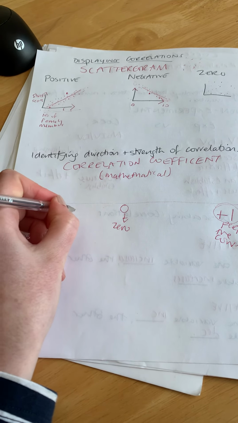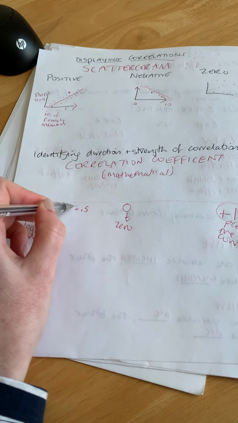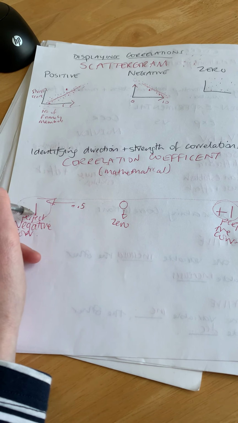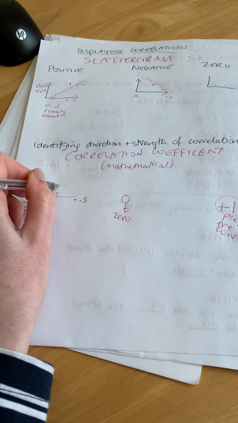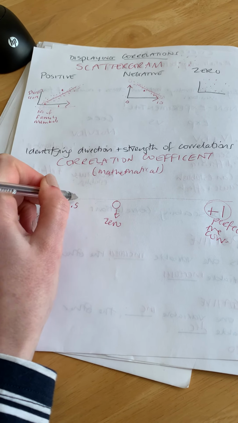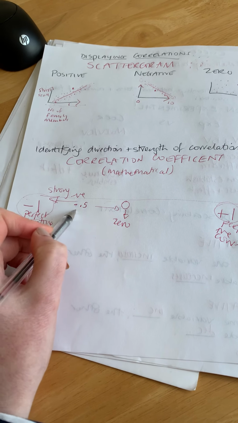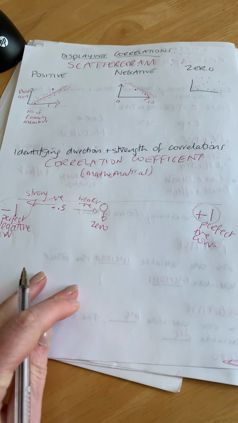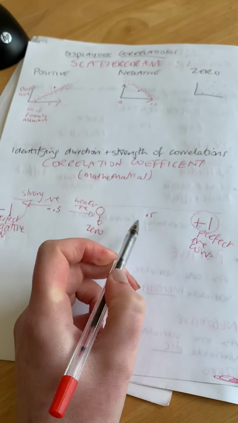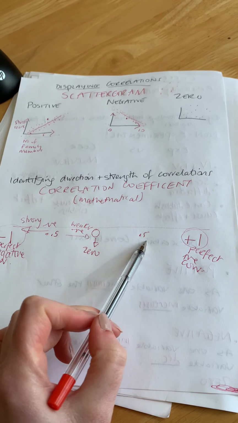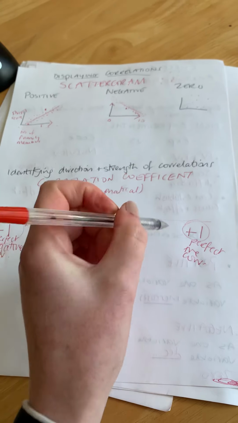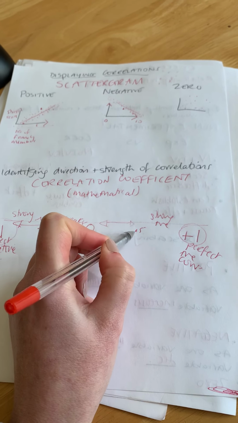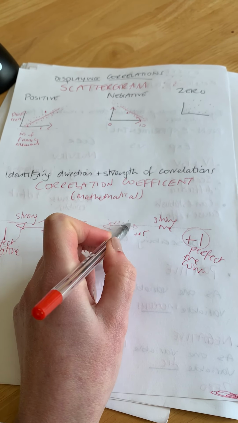So anything from, say, -0.5 this way is going to be a strong negative correlation, because it's getting closer to -1, which is our perfect negative. So we could describe anything there as a strong negative. And anything that goes from -0.5 up to 0 is going to be a weaker negative. Same on the other side then. Anything from +0.5 to +1 is going to be a strong positive. And then anything between 0 and +0.5 is going to be weak.